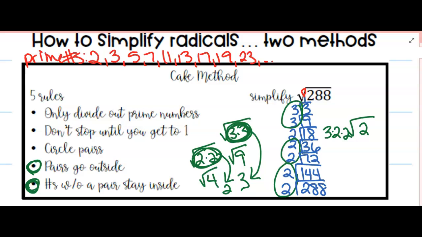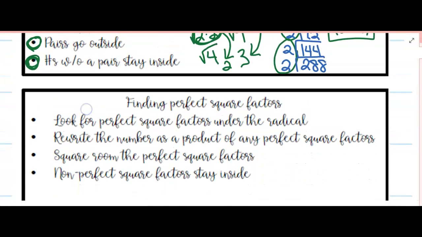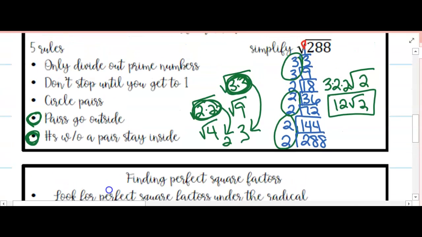Now, whenever you have multiple numbers on the outside, or if you have multiple numbers left on the inside, you are going to multiply them. So this would be 3 times 2 times 2, which would be 12 square roots of 2. That would be your answer. We're going to get lots of practice with this. Now, I think we're actually going to leave that second method for tomorrow when I return, and I'm going to show you that second method.